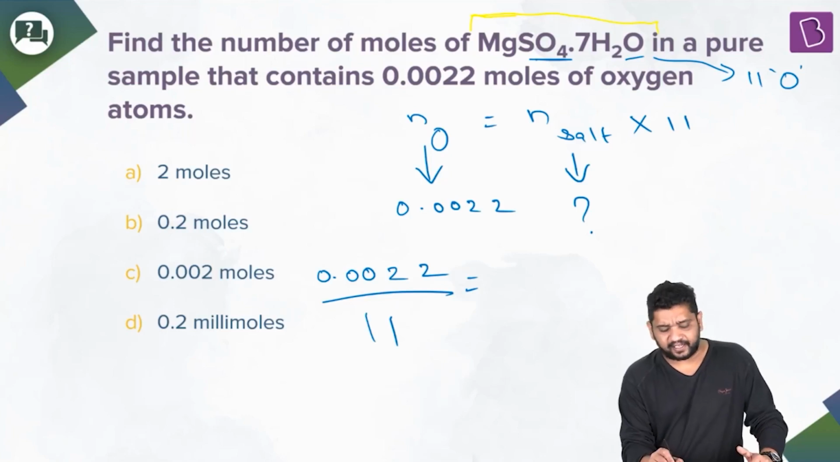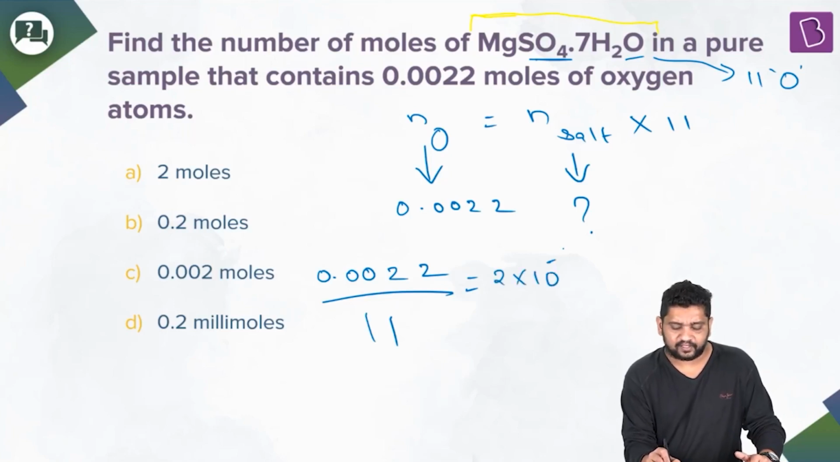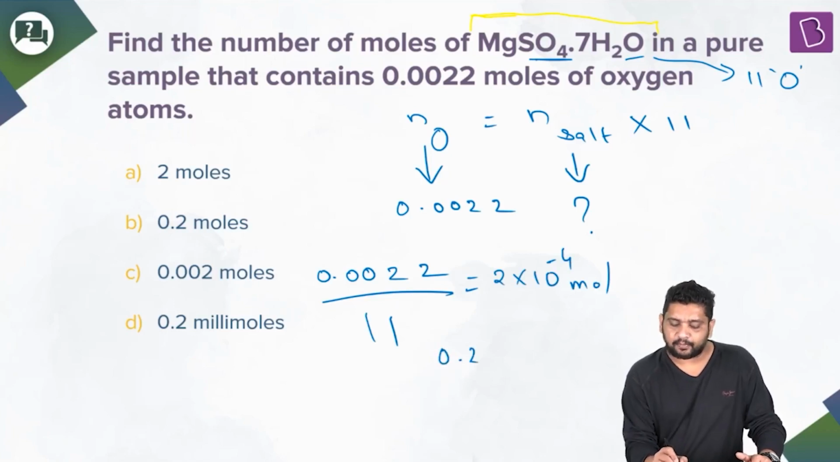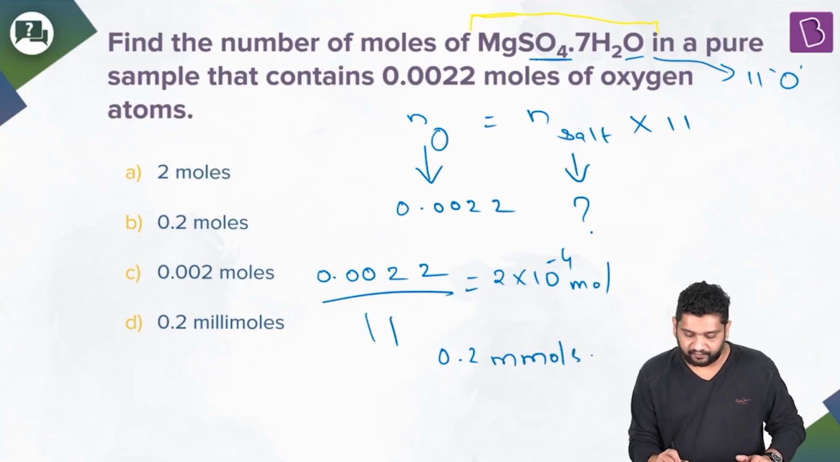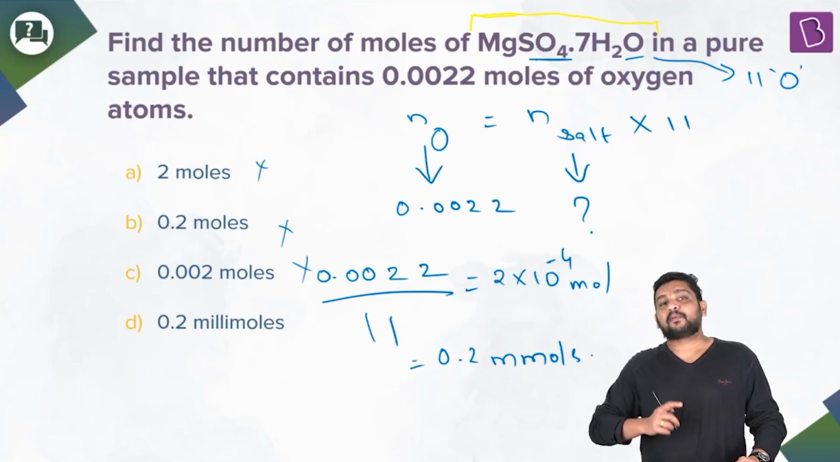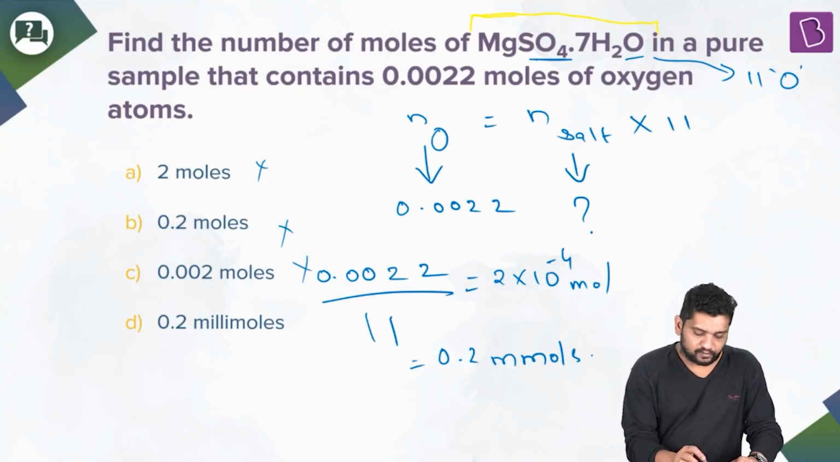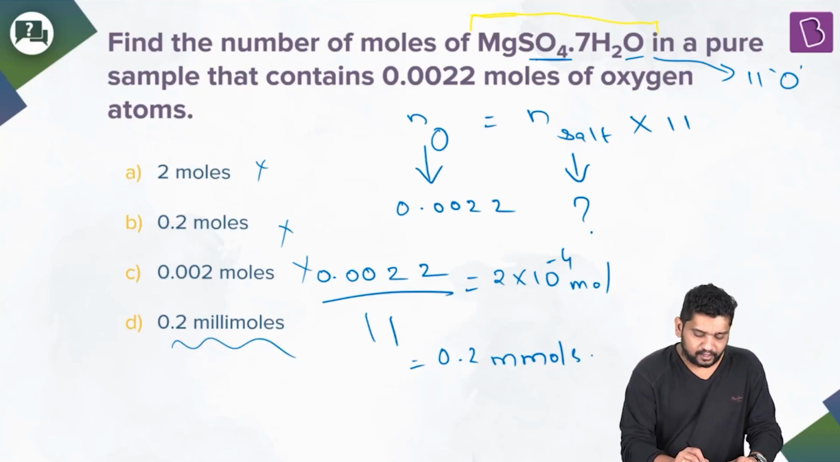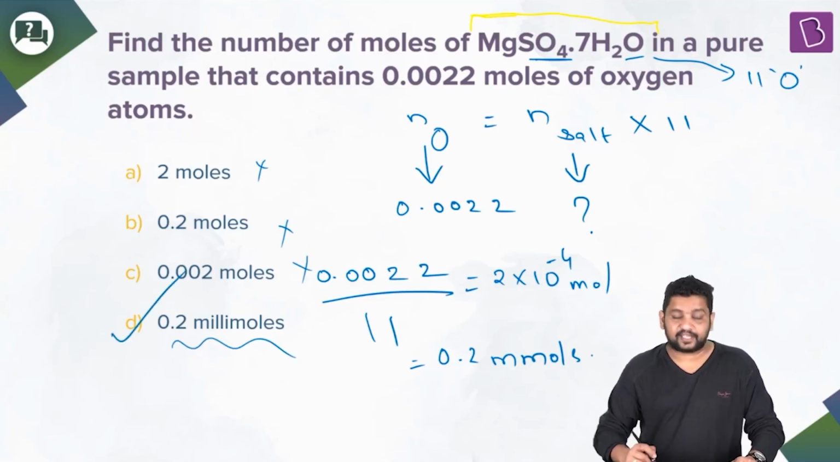So you can write it as 2 into 10 to the power minus 4 moles, which obviously can also be written as 0.2 into 10 to the power minus 3 moles, which is 0.2 millimoles, right? So this is another way of writing it. Looking at the options, 2 millimoles, 0.2 moles, 0.002 moles, 0.0002 moles is what I was looking for, which is actually 0.2 millimoles. So our final answer is of course option D.